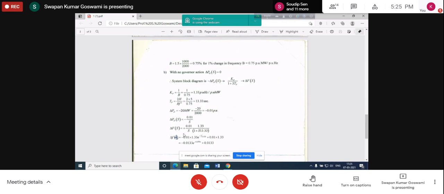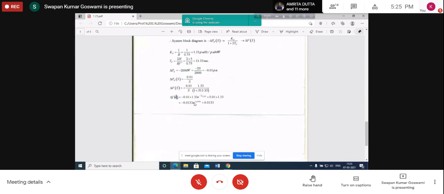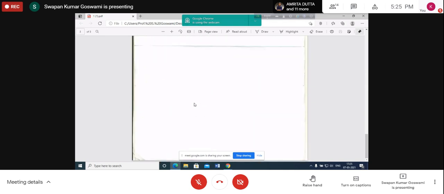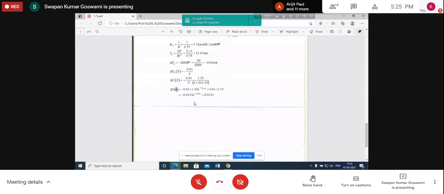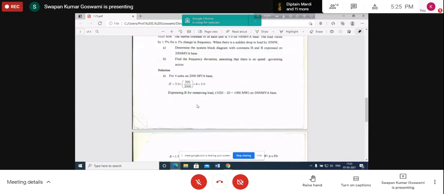So from the block diagram, we calculate what del F(s) and del F(t) are. Del F(t) is minus 0.0133 times (1 minus e to the power minus 0.075t). So these things you can do very easily, no problem. The only thing is to understand the meaning of the different information given in the problem and then apply it properly. These four problems, I think, will help you understand the frequency control problem and the frequency control mechanism in power system in a better way.